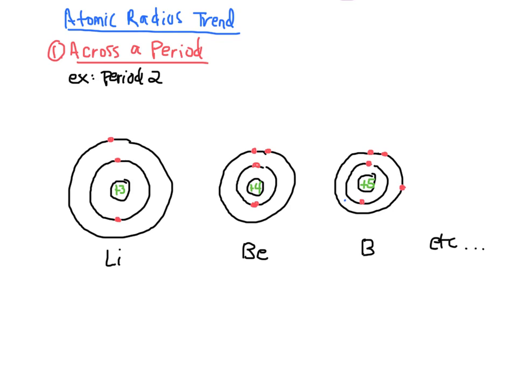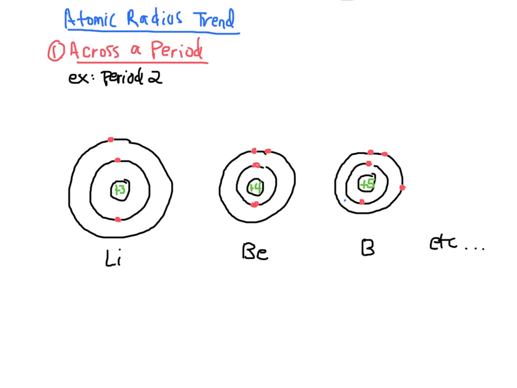Okay, so let's talk about the atomic radius trend as you go across a period. Let's use period 2. You may remember that the period number, or the rows that go across, indicate the number of energy levels that an atom has. So all of the elements in period 2 have 2 energy levels. We can look at lithium, beryllium, and boron, and we could keep going through carbon all the way to neon, but I'm only going to show you these 3.